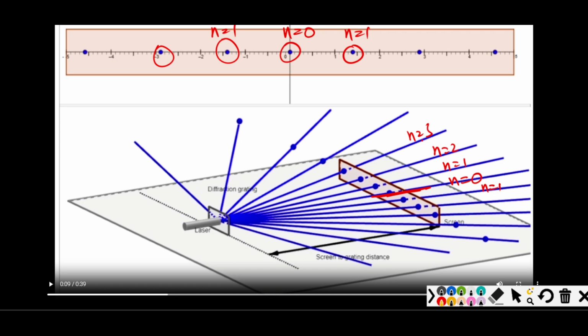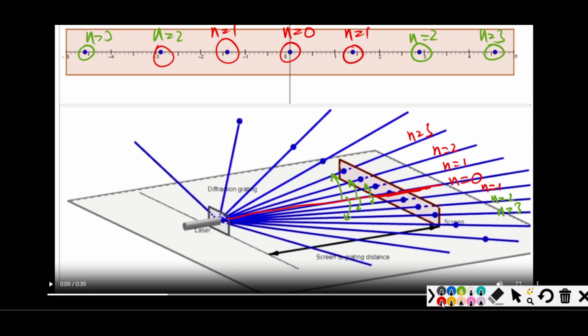This will be n3. Now notice that from the central bright fringe, if you move away, this will be theta 1, this will be theta 2, and most definitely this will be theta 3. And on the other side, the angles are exactly the same. That's why the ratios and the answers are going to go on both sides. So this is n equals 2, this is n equals 3, and similarly over here, n equals 2 and n equals 3.